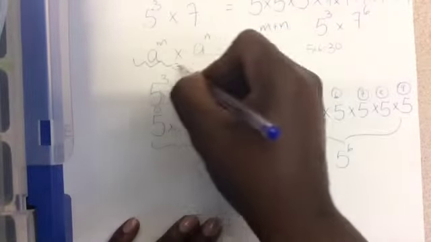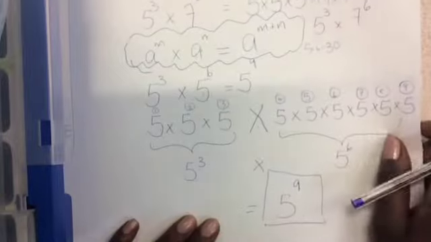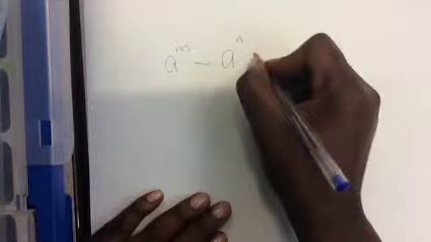Okay? So that is an understanding of this law of indices, the addition. Now, it's a very similar case to the subtraction, and we're going to look at that now as well. So, the next one we have is a to the power of m divided by a to the power of n.